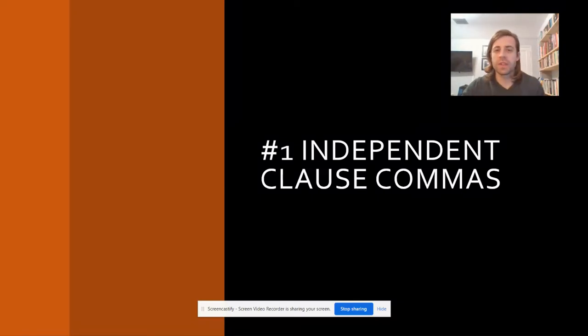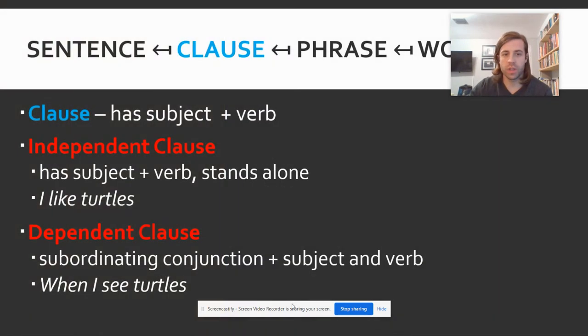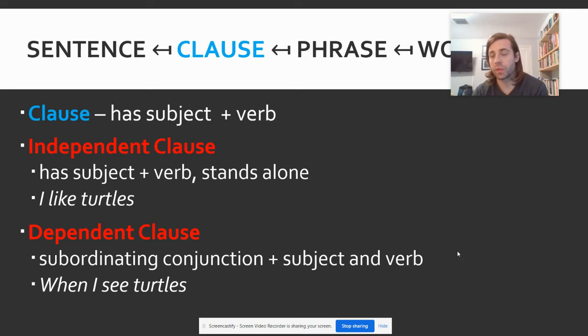Howdy, folks. Quick video here to talk about independent clause commas. This is our first comma rule that we're going to explore this unit. So the first thing we need to talk about, if we're going to talk about connecting independent clauses, we need to know what an independent clause is or be reminded of what one is.